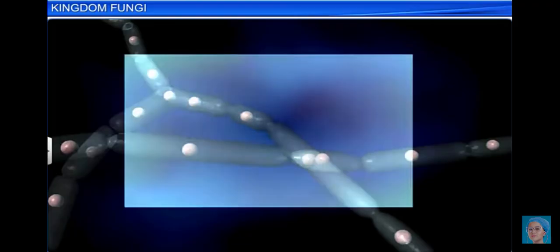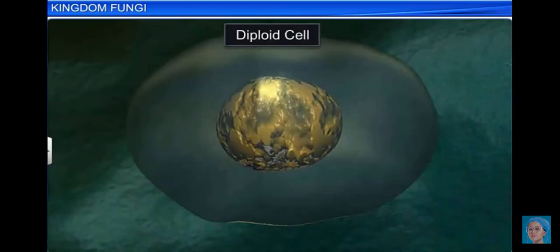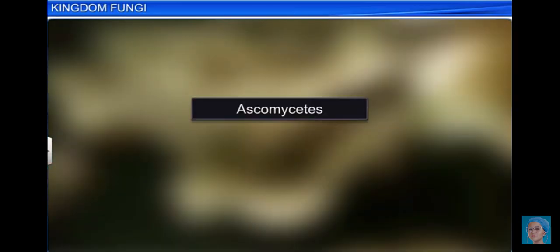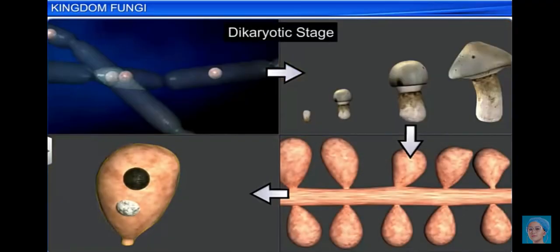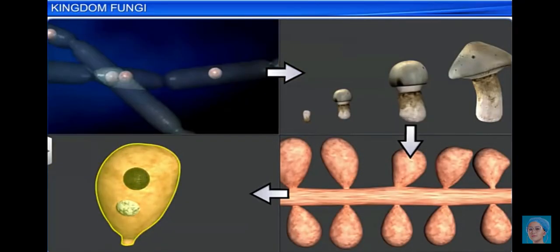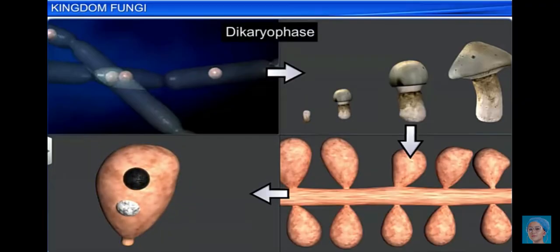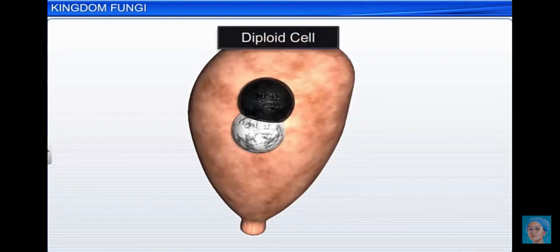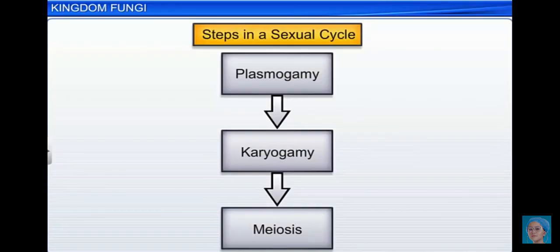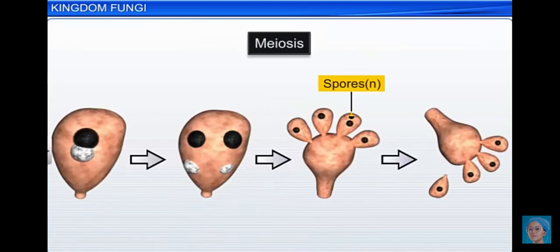In some fungi, the fusion of 2 haploid cells immediately results in the formation of diploid cells, or 2N. In other fungi, like ascomycetes and basidiomycetes, an intervening dikaryotic stage occurs. This condition of 2 nuclei per cell is called dikaryon, and the phase is called dikaryophase. Later, the parental nuclei fuse to make a diploid cell. The third stage involves reduction division, that is, meiosis, to form haploid spores. Meiosis occurs in the fruiting bodies of fungi.